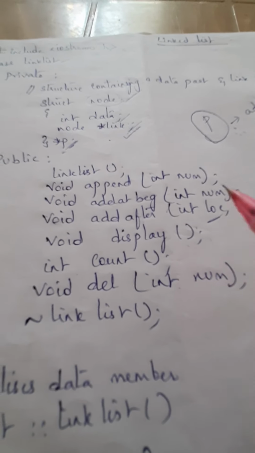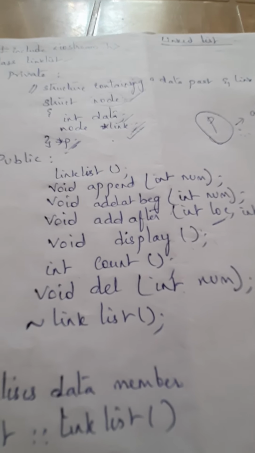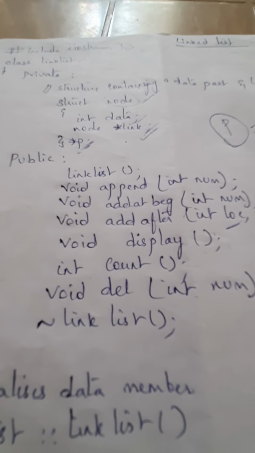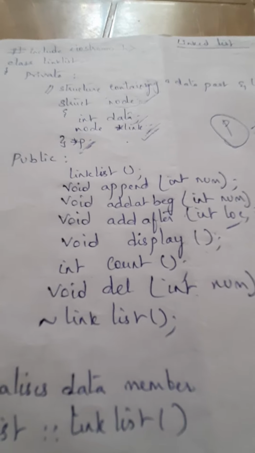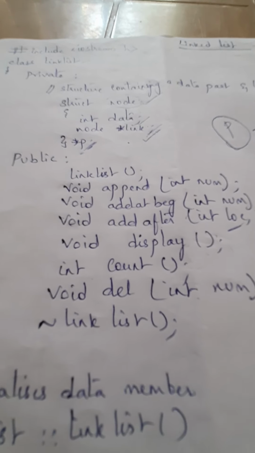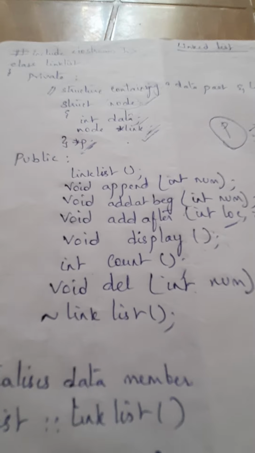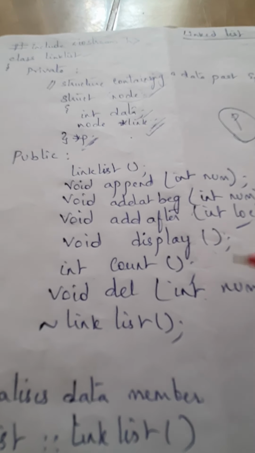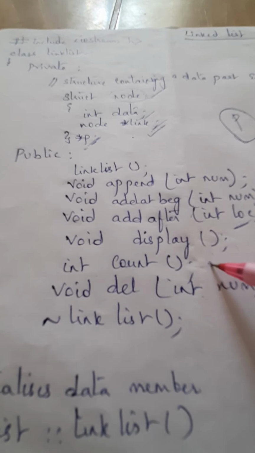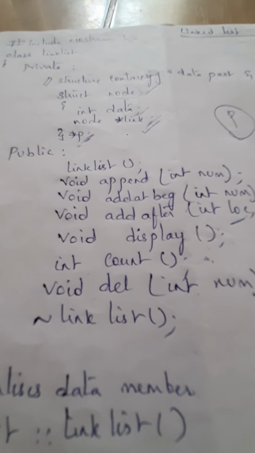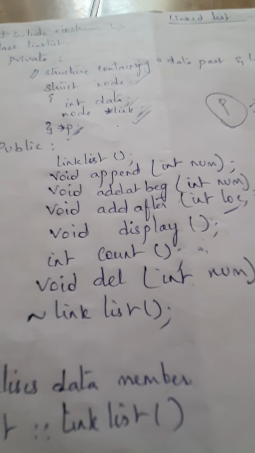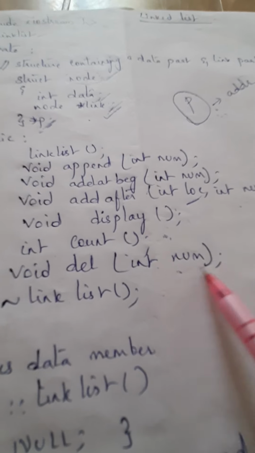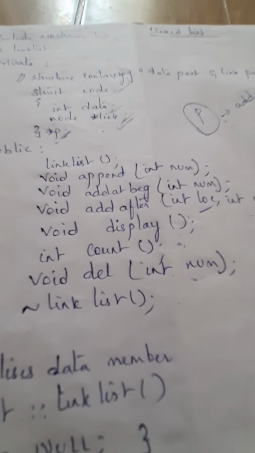You have to display the elements whatever are being added in the linked list. Okay, even after adding at the beginning, even after adding at the end, even after adding after a particular location, anywhere, anytime you want to display the elements, you can use the display function. Okay, int count. You have to count the total number of elements that are present in the linked list. Okay, then you have the delete function which deletes the element, and here you are passing the parameter of number which will delete the number that you want to delete.